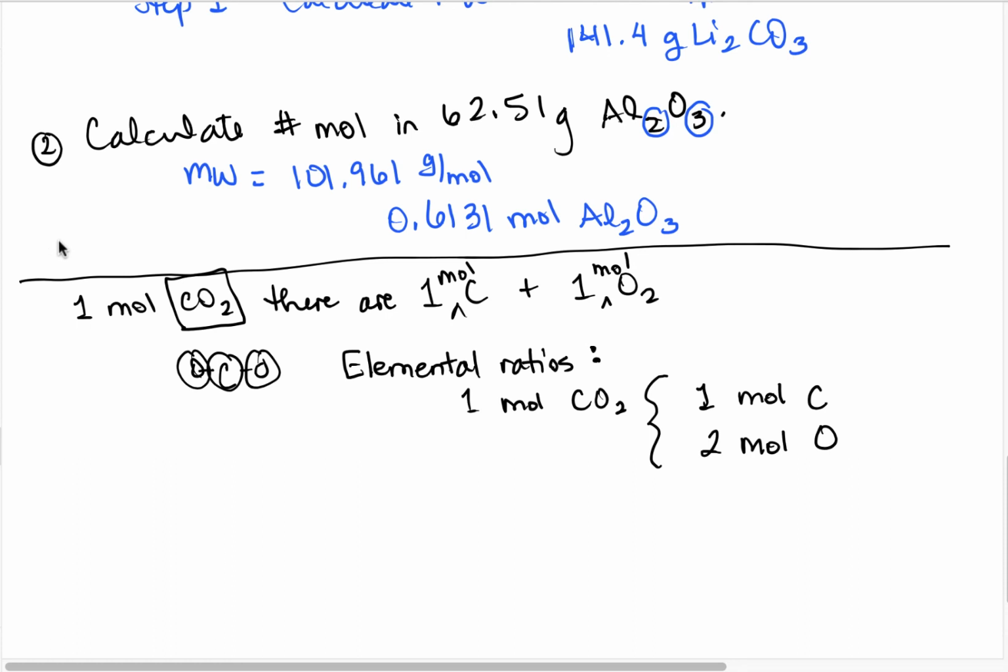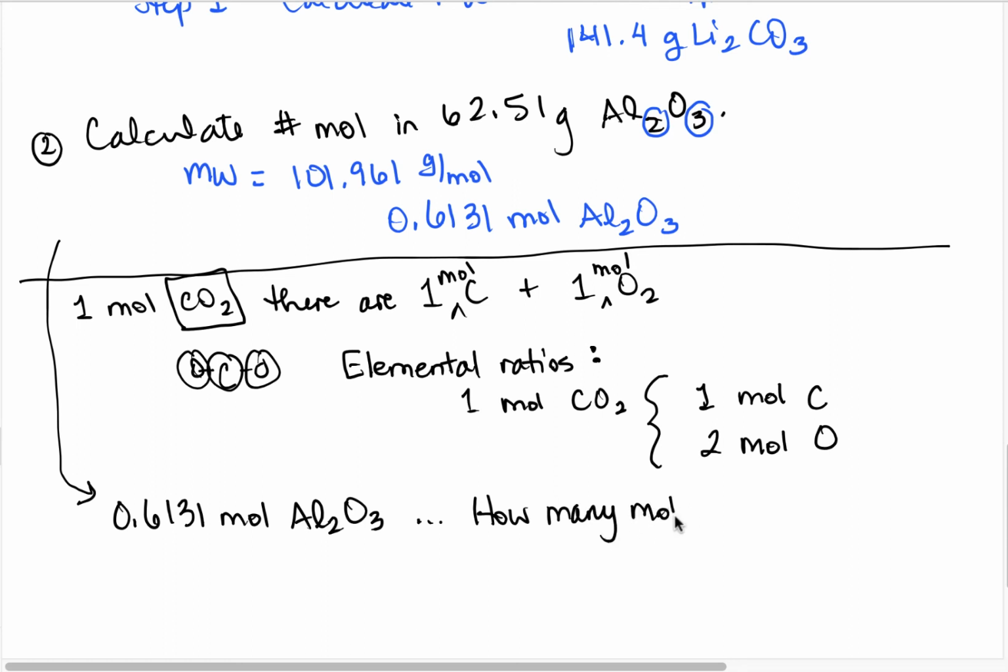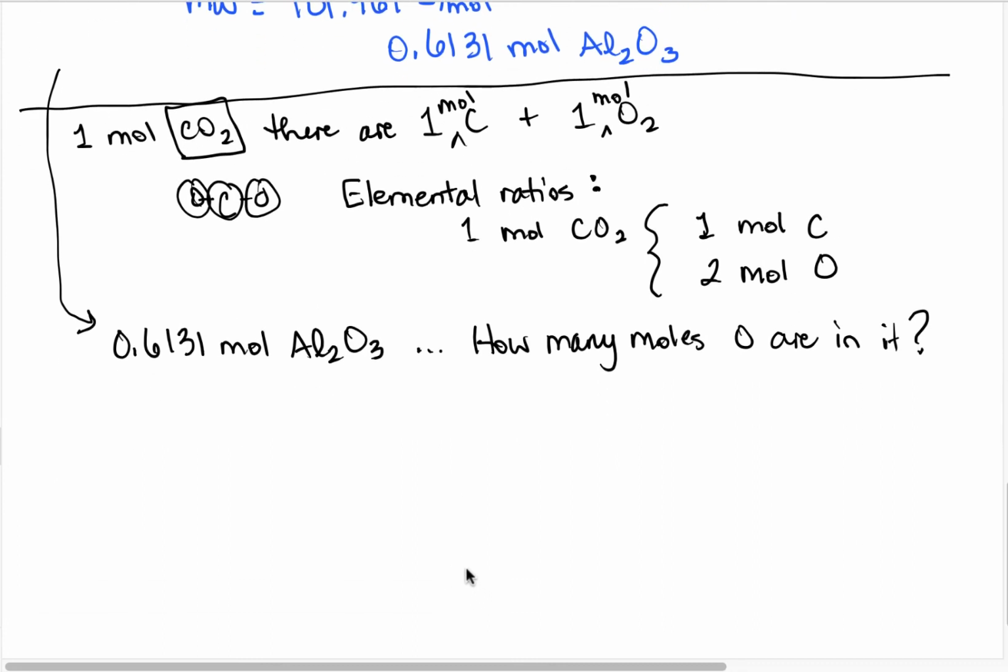All right, so let's make this a little bit more challenging now. If we have 0.6131 moles of Al2O3, now how many moles of O, just O, are there? This is a molar relationship that we can see by looking at the formula unit that we have right here. We can see that for 1 Al2O3, there are 2 aluminums and 3 oxygens, whether we're talking about atoms or whether we're talking about moles.